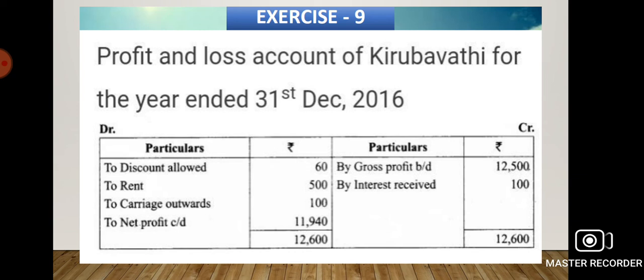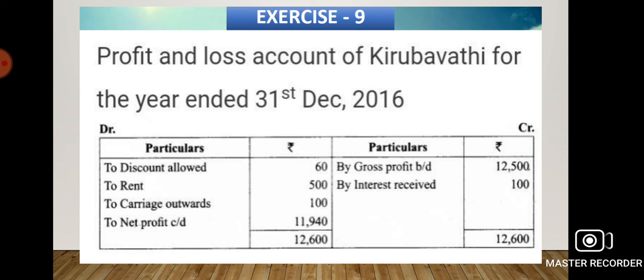So in the books of Mrs. Kribavadi, profit and loss account for the year ended 31st December 2016. Profit and loss account, left hand side you have to mention debit side, then right hand side you have to mention credit side. Debit side all the expenses will be entered, and all the income items or received items will be entered into the credit side of the profit and loss account. First we will come to the debit side.